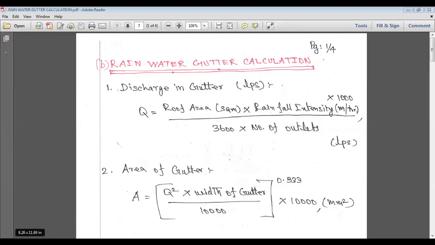Both are the same, but for the calculation you have to use the n value, the coefficient of surface roughness, separately. For Manning's formula, you have to use Manning's tabulation. For Williams formula, you have to use Williams tabulation. That is the concept you have to keep in mind. So now we will go for the pipe size calculation with Manning's.